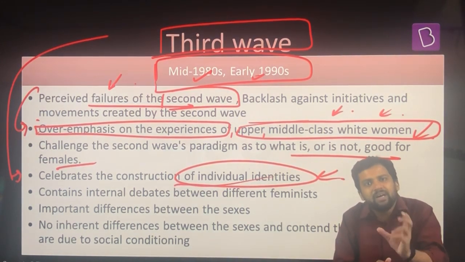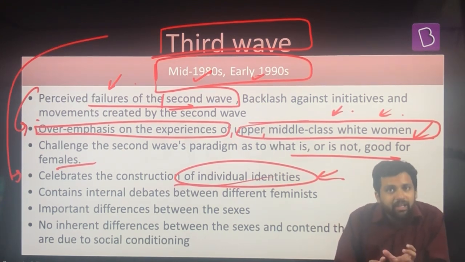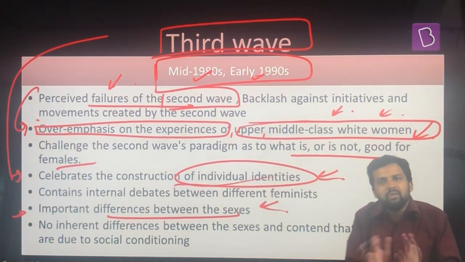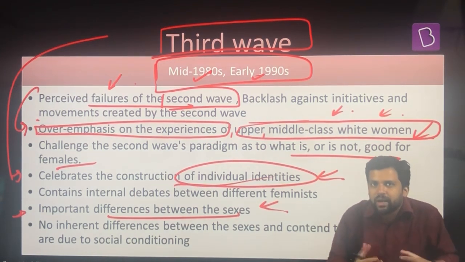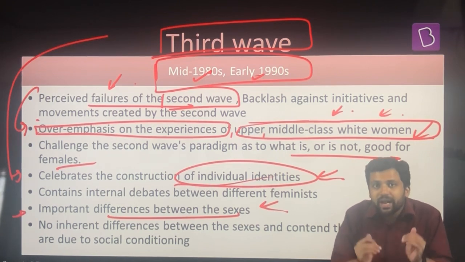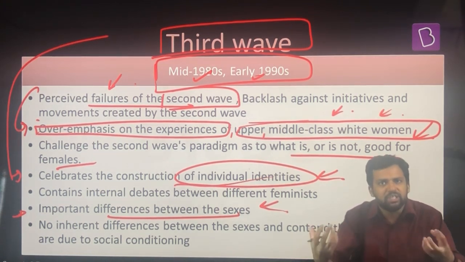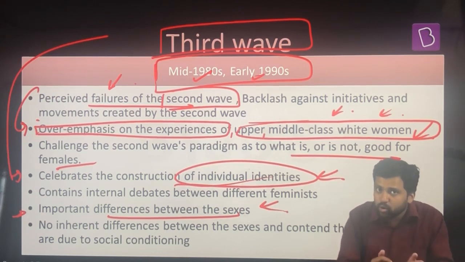For example, there have been internal conflicts among third wave feminists as well. There will be some feminists in this period who say that there exist important differences between the two sexes. Since there are biological differences, they feel that because of these differences, the roles that men and women take up in society are different. Gendered roles are there. The jobs might be different. In the domestic sphere, they have to take up different roles. So some group of feminists have this point of view.